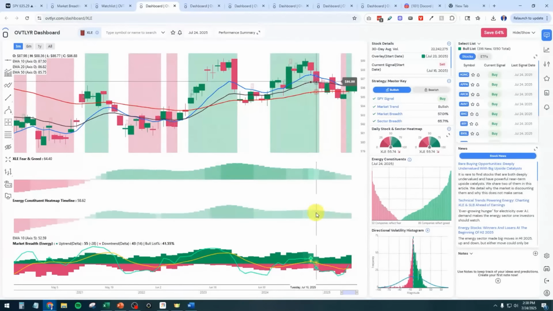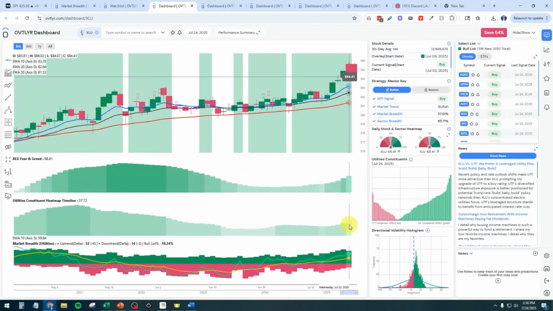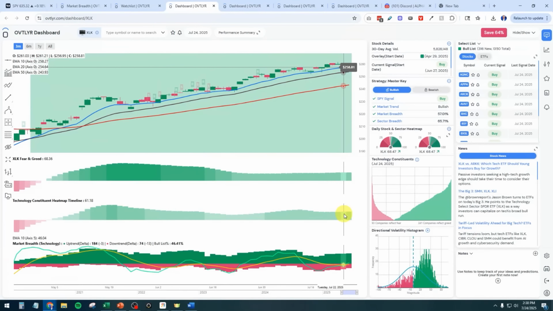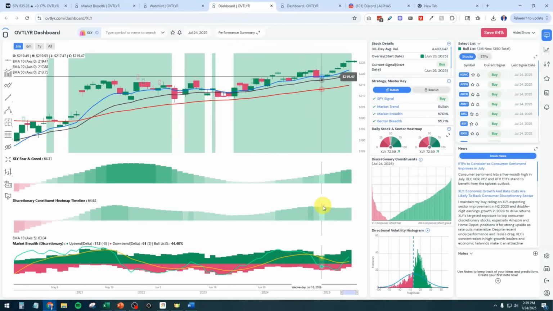Energy, the average fear and greed score in the energy sector is going down, getting more fearful, less greedy. Utilities, positive fear and greed. Technology, slightly up, I think. Yeah, ever so slightly, 61.18 to 61.32. Industrials, slightly up as well, 64.16 to 64.38. And discretionary up slightly as well.